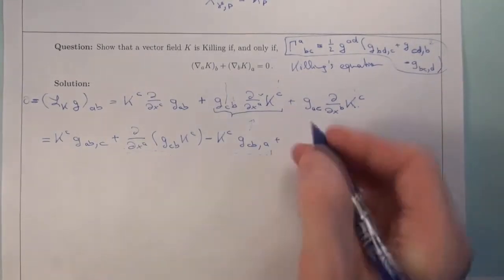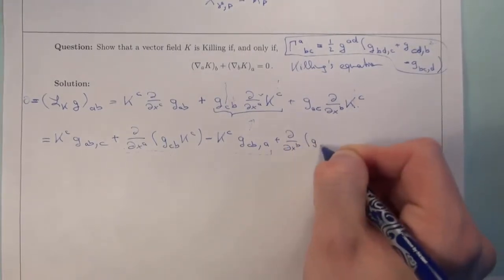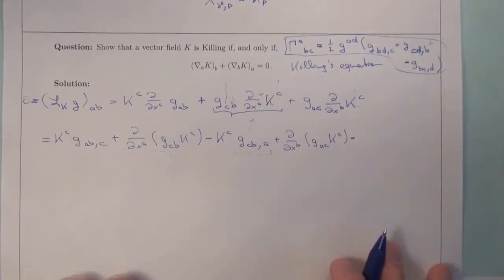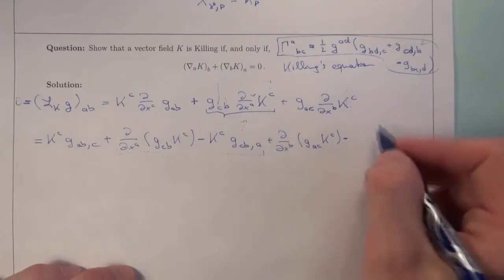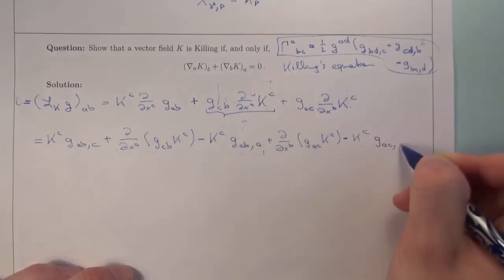Here we do the same. That means we have d/dx^B on g_AC K^C. And to compensate this mistake that we make, we write K^C, and here it is g_AC,B.